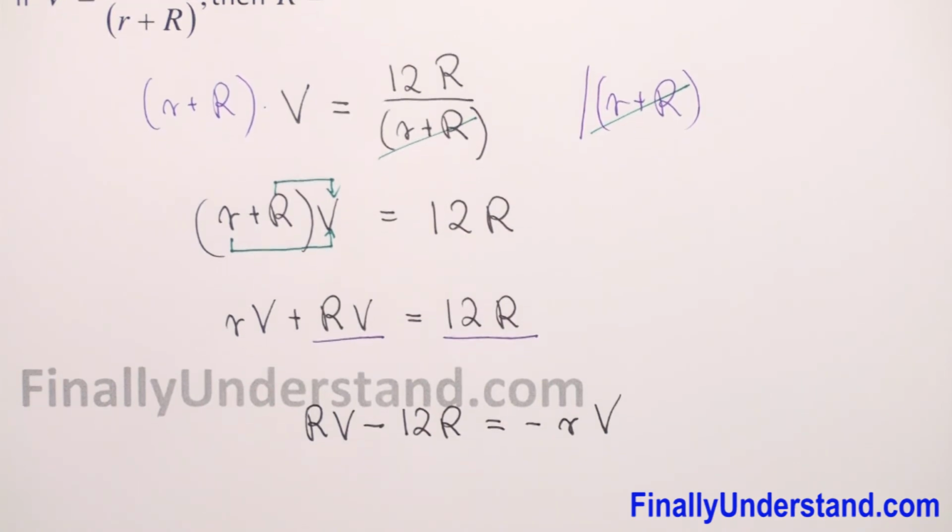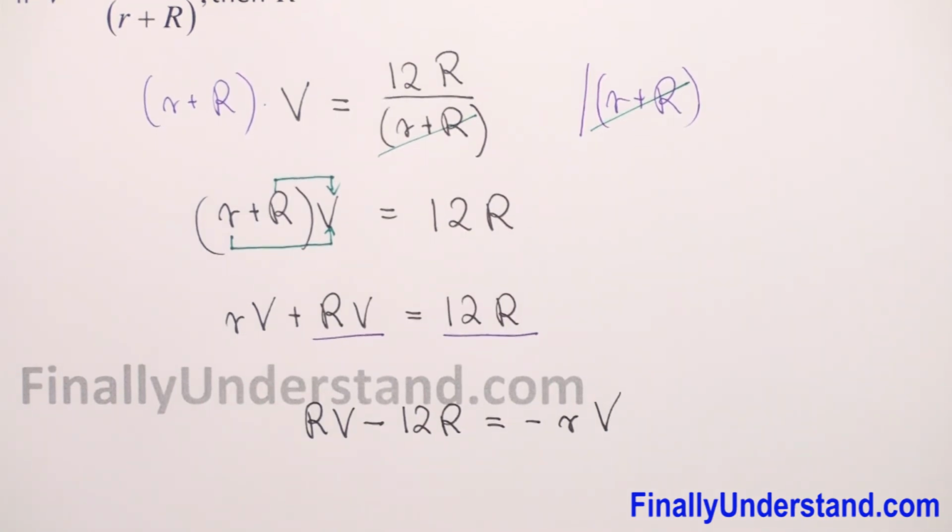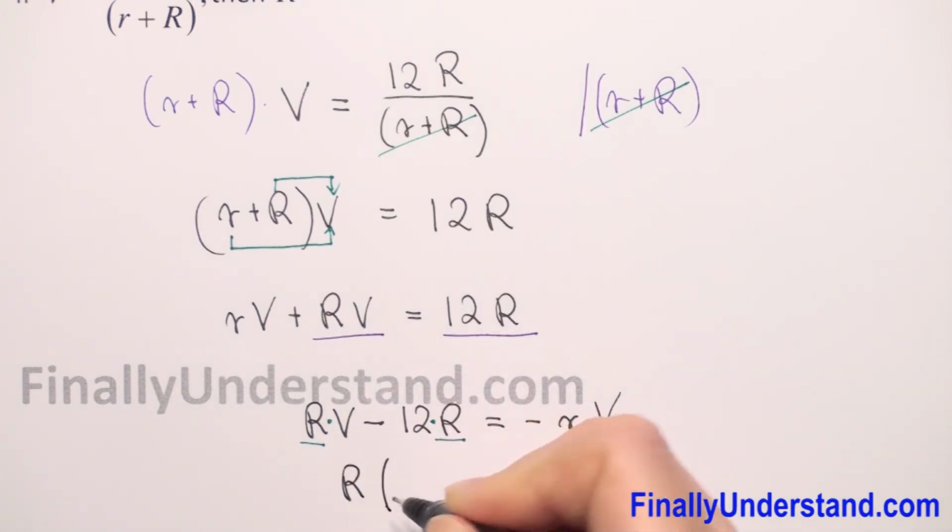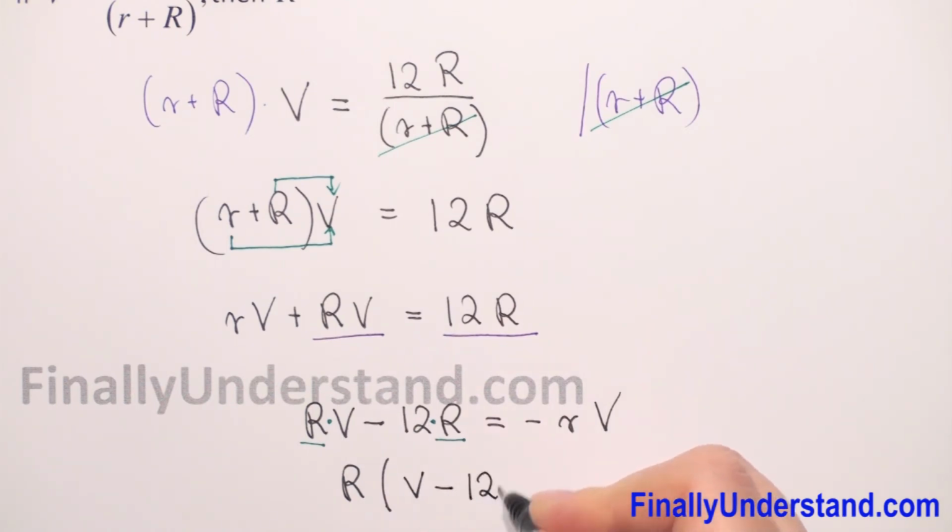What else we can do? We have R in first expression, in the second. This is multiplication. So we will take R before parentheses, so R will be before parentheses, and whatever left will be inside parentheses. So we have V minus 12. This is equal negative RV.